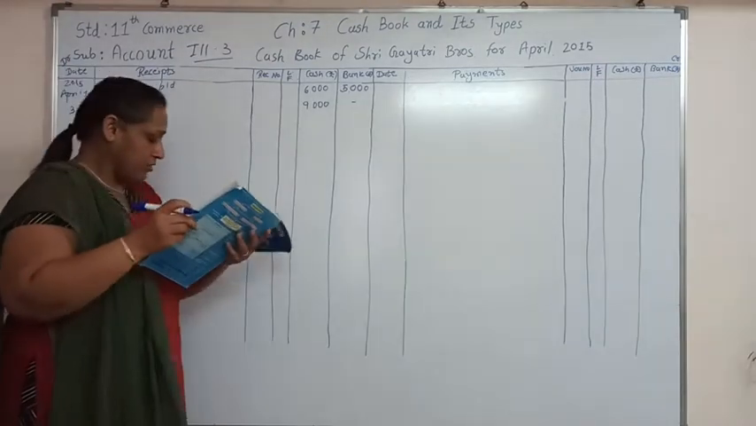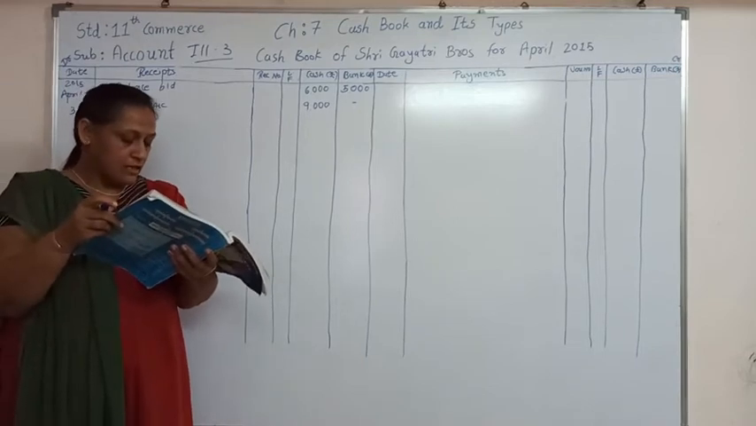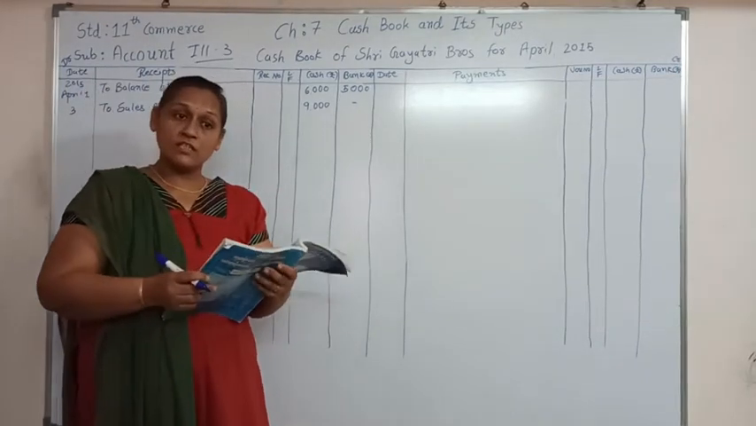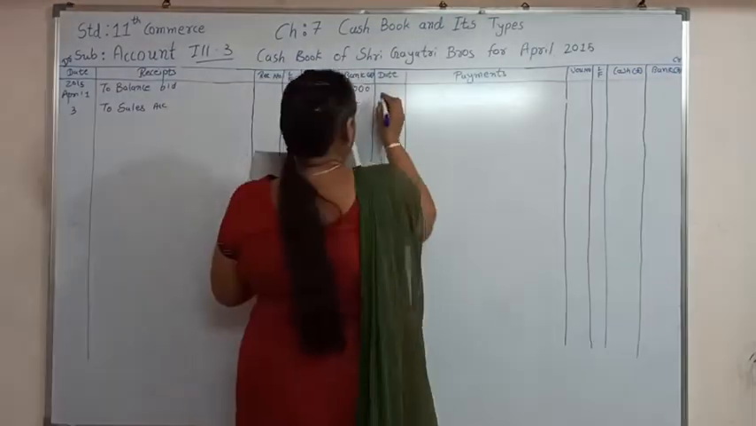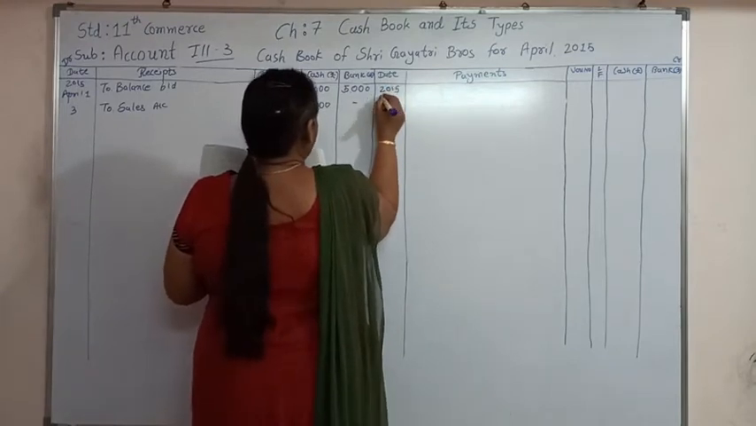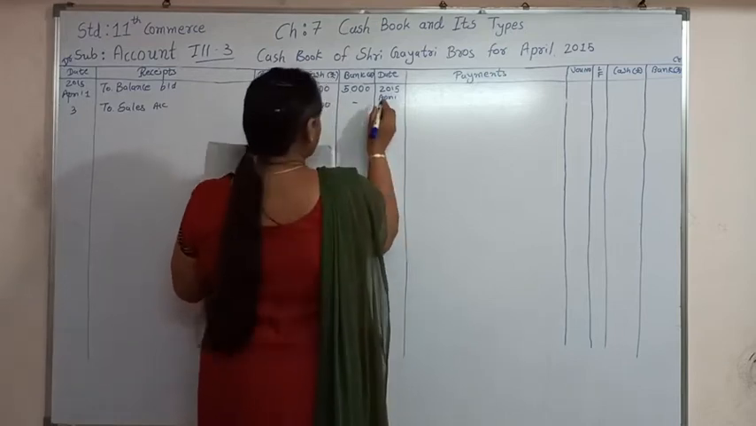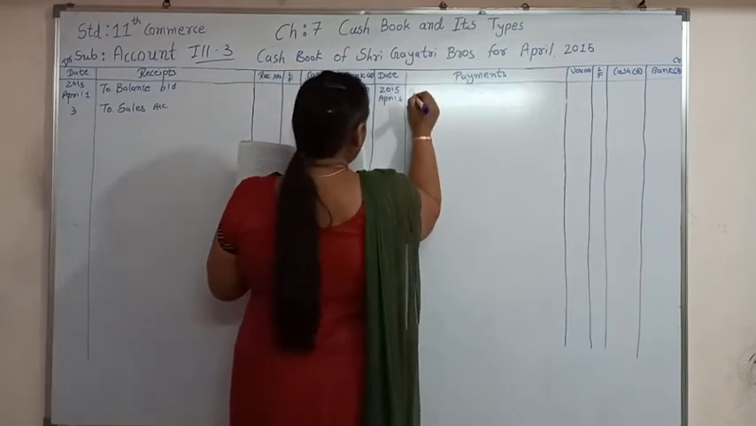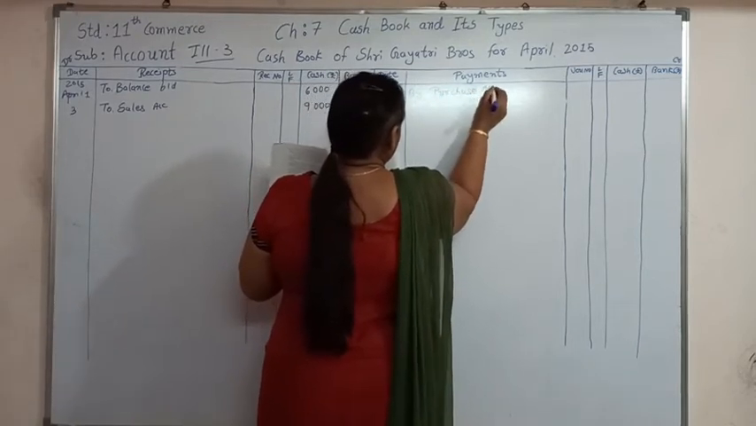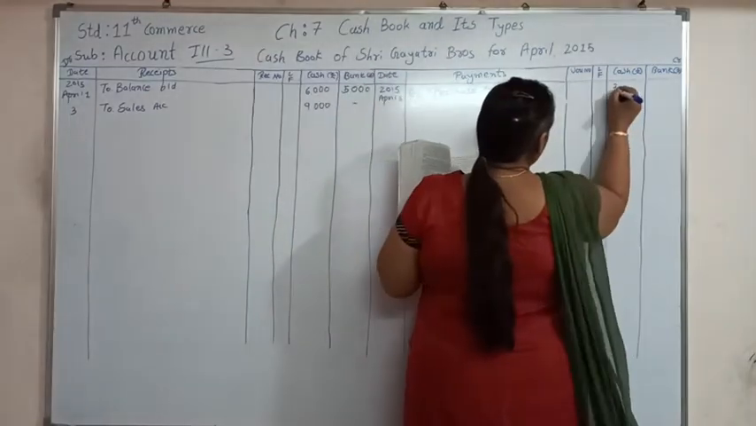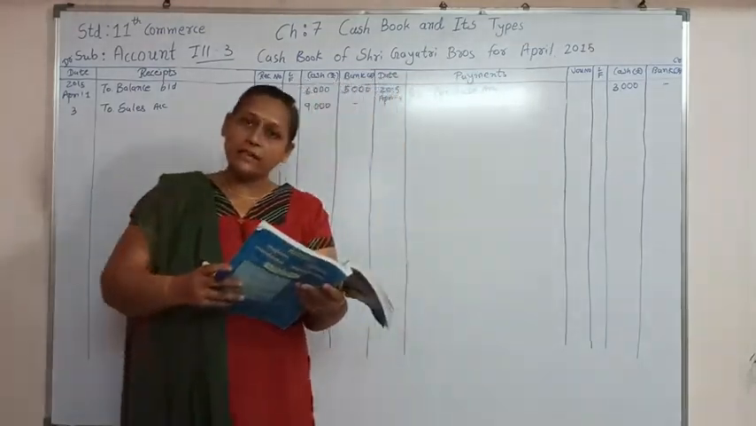Now let's see date number 5th. Goods of rupees 3,000 purchased for cash from Janvi. So here we have purchased goods and while purchasing goods we are paying cash, so it will be recorded on the credit side. 2015 April, and the date is 5th. By purchase account, and the amount of goods is 3,000 and it is paid by cash. So it will be in the cash column.